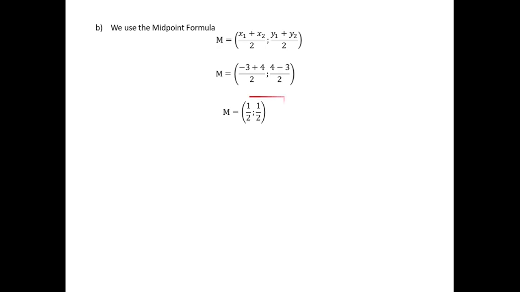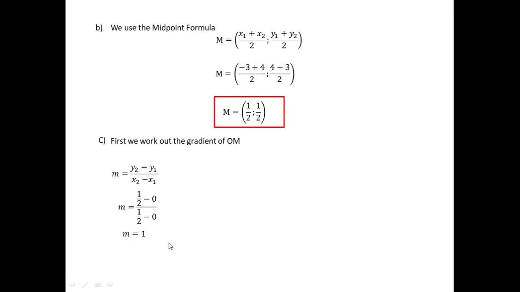Question C. Sorry, the red box of doom. There it is. Question C said, prove that OM is perpendicular to AB. Well, first we're going to work out the gradient of OM. We know what the coordinates of M are, so we can work out the gradient of OM using the gradient formula. There it is. The gradient of OM is 1. Next, we need to work out the gradient of AB, and we already know what the gradient is because we have its equation in the question. So in the question, the gradient of AB was -1. Whoopsie. That should have been a negative there. Naughty me. So this should read the gradient of AB, which we know from its equation is -1.